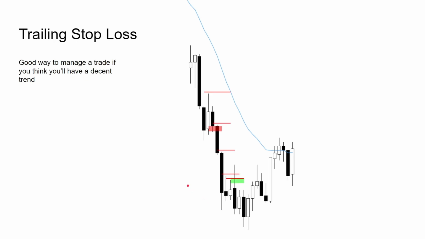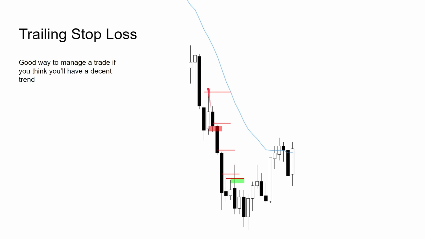Trailing stop loss. This is a good way to manage a trade, especially if you have a runner. I sometimes use this if I think the market's going to trend and I don't want to use another trading management style. So sometimes I'll enter into a trade, move my stop loss under the next candle, and then keep doing it until it closes above it, or price moves above, like makes a new high from a previous candle.